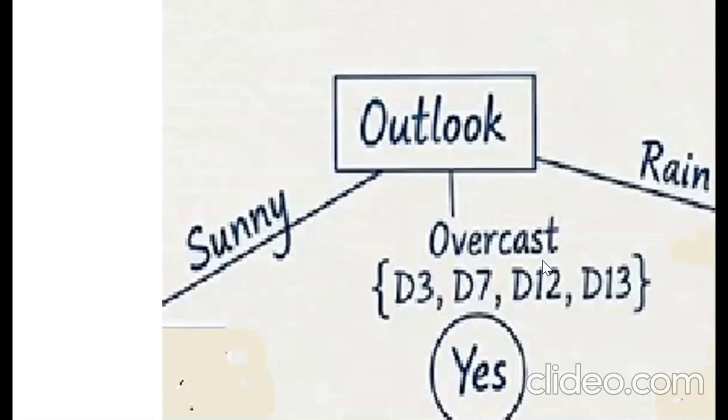Now for overcast, all were yeses and there were no nos. Therefore, we can easily assign a label yes to it. But for sunny, we had 3 positives and 2 negatives, and similarly for rain, we had 2 positives and 3 negatives. So now we cannot assign a label because there were some positives and some negatives.